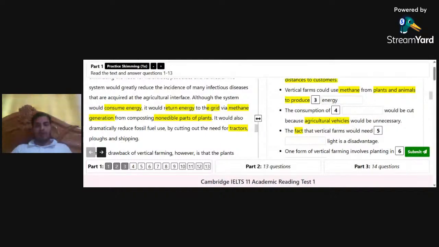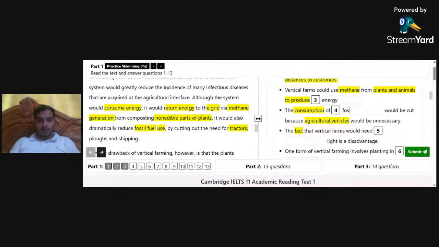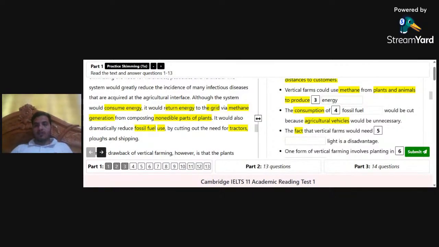It would also dramatically reduce fossil fuel use. Consumption is actually your use. Consumption of the use of fossil fuel. Again, two-word answer is fossil fuel. Just double check that I have written the correct spelling. Would be cut means would be reduced, कम हो जाएंगे, cut down हो जाएंगे.